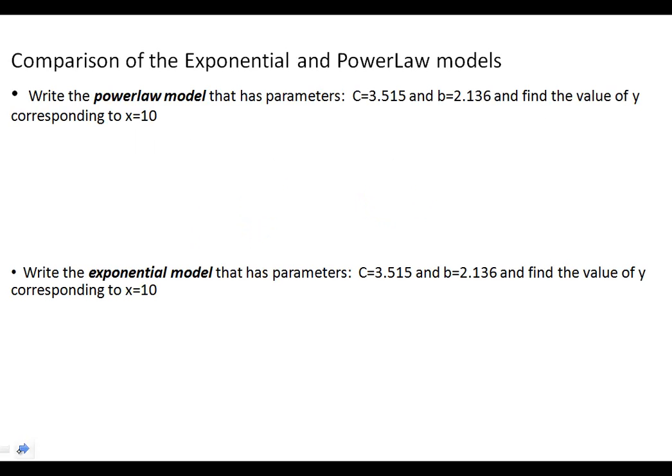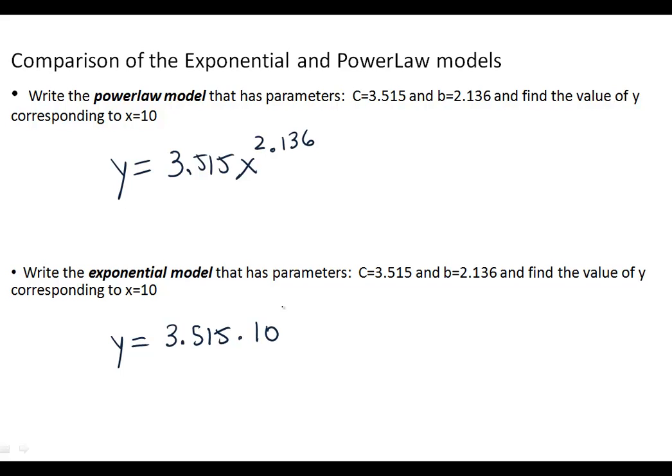Now, before we look at how to calculate these parameters for the Powerlaw model, I want to make a comparison. So let's take the Powerlaw model and the exponential model with the same parameters, capital C equals 3.515 and little b equal to 2.136. So the Powerlaw model will look like this: y is equal to 3.515 times x raised to the 2.136. And the exponential model looks like this: 3.515 times 10, and up in the exponent is 2.136x.